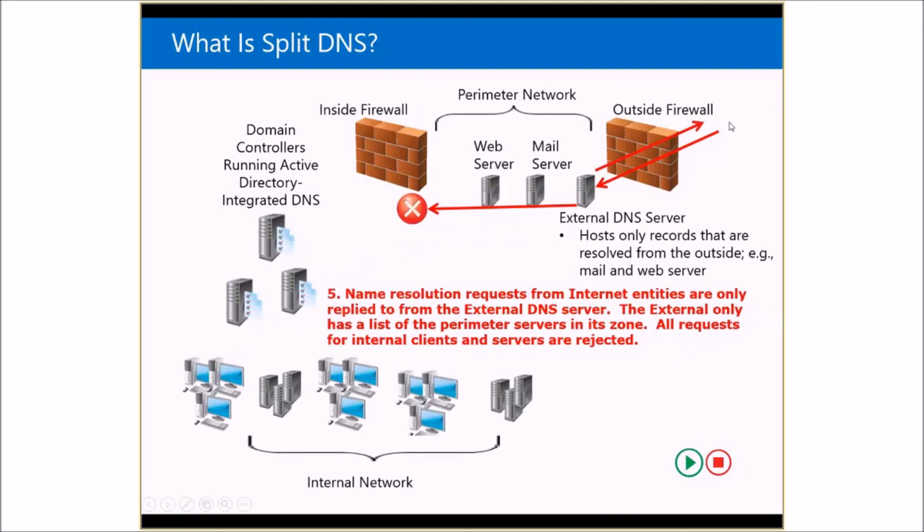But this is an interesting part. What if we have external clients who want to resolve or access resources on the inside? So name resolution requests from the internet entities are only replied to from the external DNS server. The external only has a list of perimeter servers that it's going to return information about. So it's never going to tell the outside people anything about what's on the inside. So it hides the structure of your network on the inside from people on the internet. You get me, guys? And all requests for internal clients and servers are rejected.